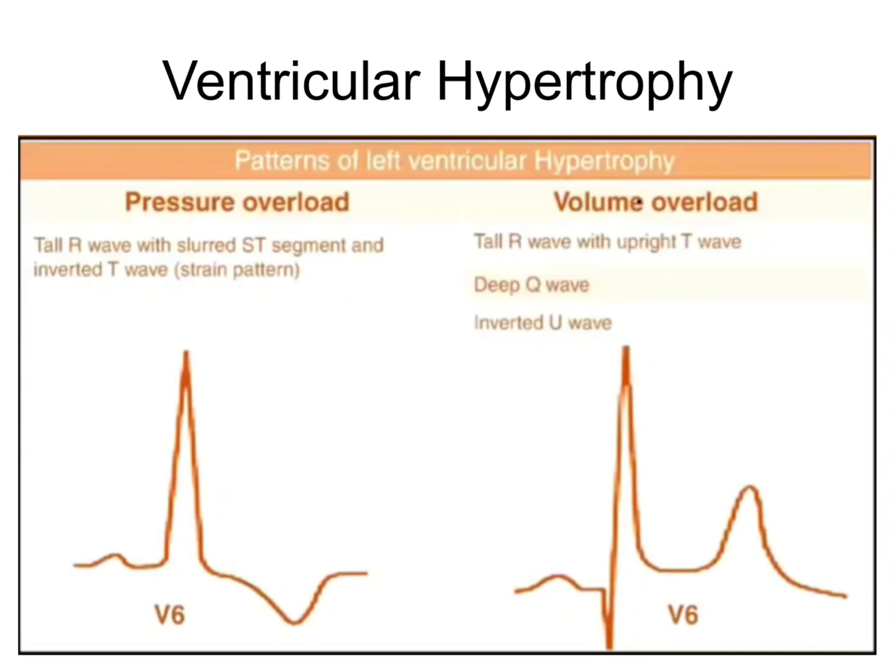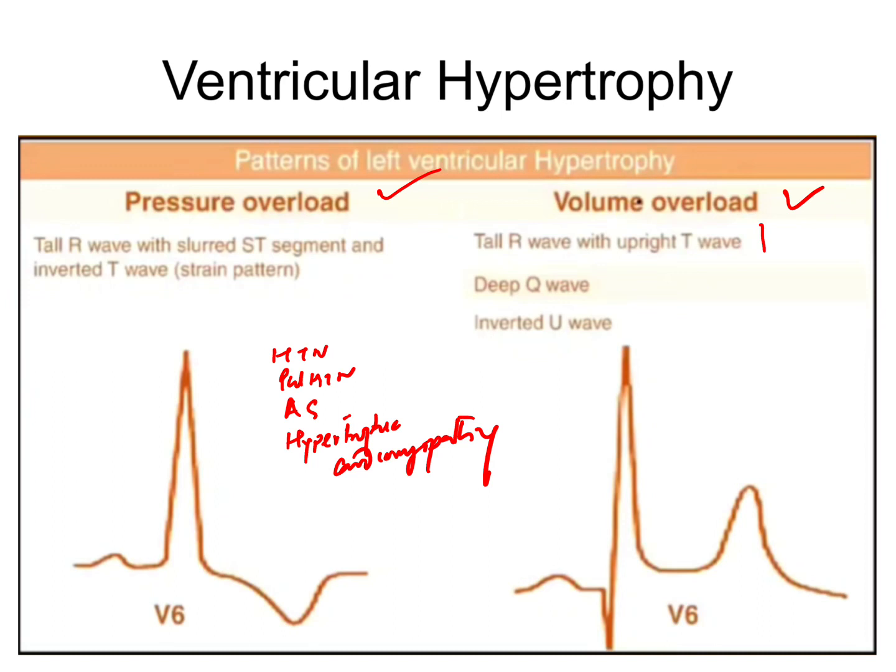Ventricular hypertrophy, especially left ventricular hypertrophy, shows two types of pattern. First is the pressure overload and second is the volume overload. Pressure overload is when the afterload is very high, that is in the conditions of systemic hypertension, pulmonary hypertension, aortic stenosis, hypertrophic cardiomyopathies, and volume overload is seen in the states of aortic regurgitation, mitral regurgitation.